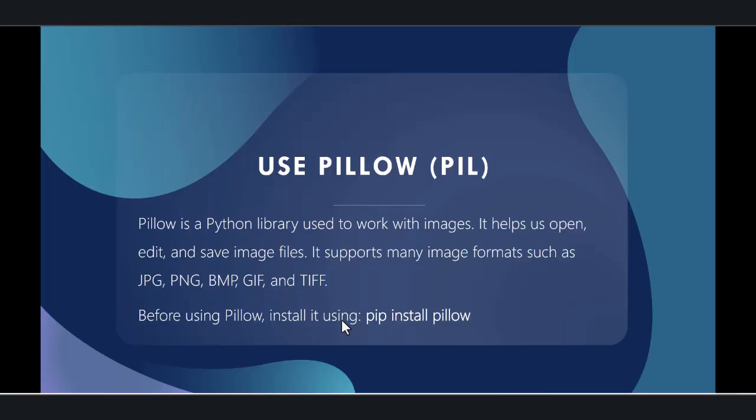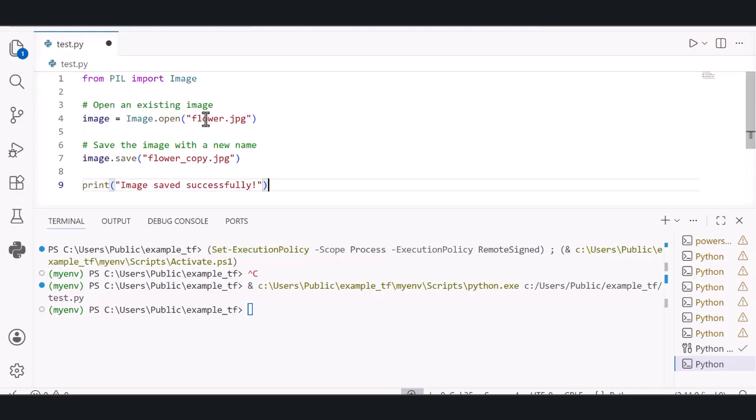We can install it by using the command pip install pillow. After installing the Pillow library, we can import it into our Python program and start working with images. Let's see an example. I'll copy paste the example and explain each line of this code. From PIL import Image. This is our first line. This line will import the Image module from the Pillow library. We need this module because it contains the functions for opening and saving images. For that purpose, we write this importing line.